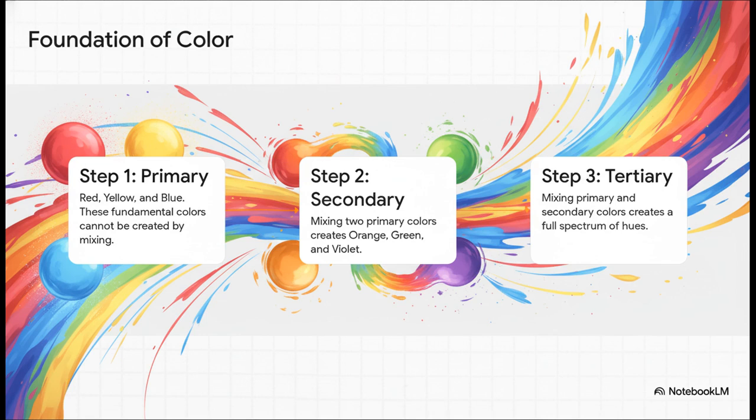And what's wild is that all of this, every single color you can possibly imagine, starts with just three primary colors: red, yellow, and blue. You can't mix anything to get them, but mix them together and you get the secondary colors. Mix those together, and suddenly you've unlocked the entire infinite spectrum of colors. It's such a beautifully simple system.